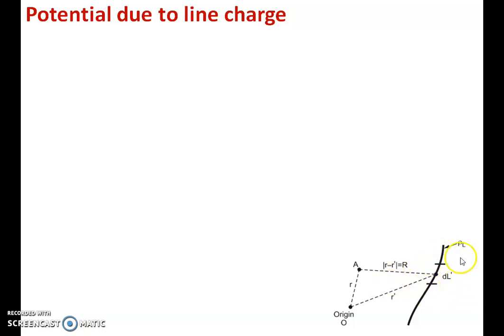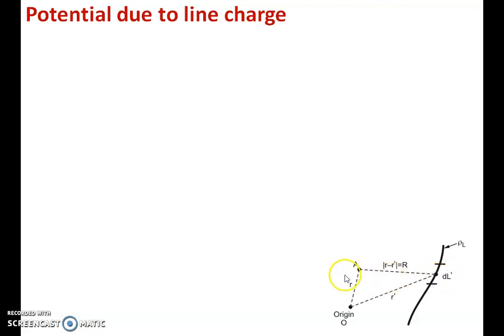Consider, as shown in this figure, a line charge with a charge distribution of rho L, and in that charge distribution, consider a small elemental line, dl dash, which is at a distance of r dash from the origin. This dl dash has a charge density of rho L of r dash, which is the charge density at this elemental length. Rho L is the charge density in the whole line charge, and rho L of r dash is the charge density at dl.